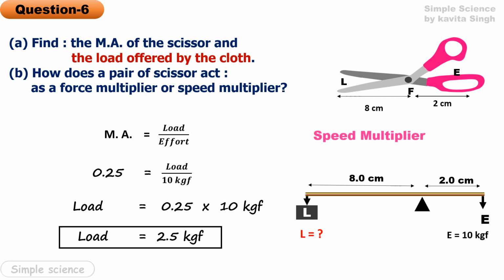Third part is how does a pair of scissors act as a force multiplier or speed multiplier. Its mechanical advantage is less than 1, so it will not act as a force multiplier. It will act as a speed multiplier.